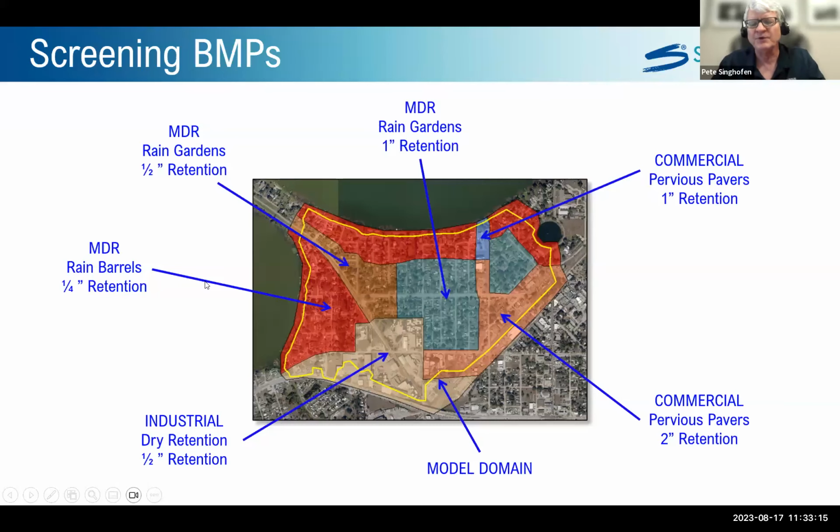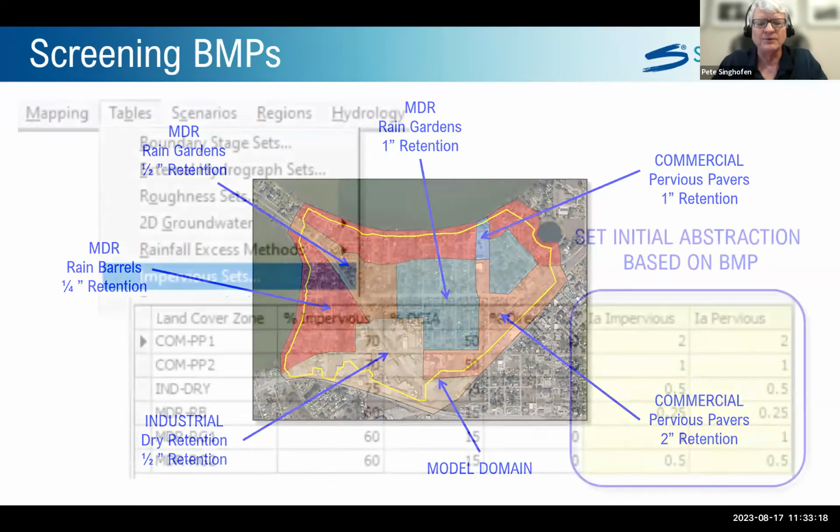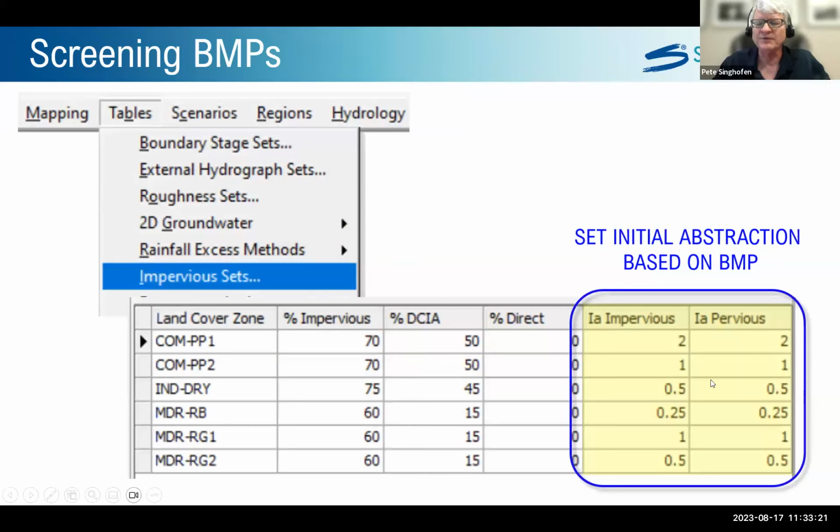So we go through that, we set that map up, we intersect it with the different catchment areas, and then in the impervious lookup table, we can set initial abstraction for the impervious areas and also for the pervious areas. For commercial with pervious paver type 1, we're assuming that the first 2 inches of rainfall will get trapped in these systems and percolate or evaporate. For commercial pervious pavers type 2, we get 1 inch of initial abstraction, and so on for each of these zones.